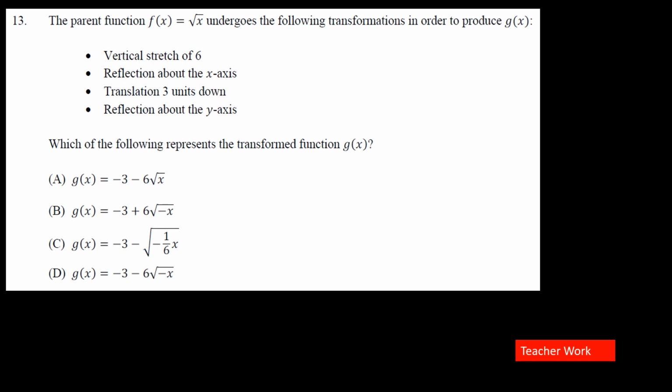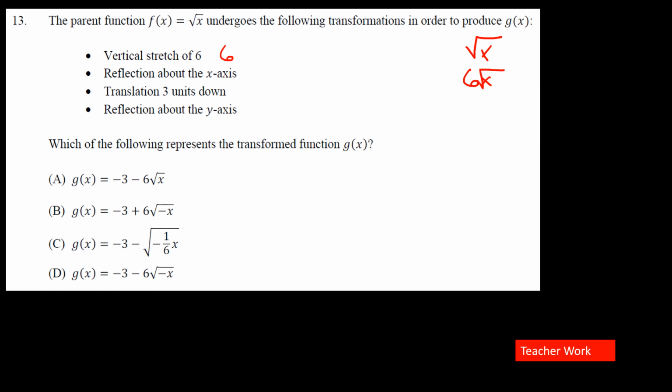Okay, so now let's look at this one here. Same skills, except now instead of dealing with a rational function, we're going to look at this radical one. So we're going to have the square root of x. And we're doing a vertical stretch of 6. So this is really just a times 6. So we'd have a 6 square root of x. Okay, this was not a tricksy one like the other one before, it's not a horizontal, it's a vertical stretch.